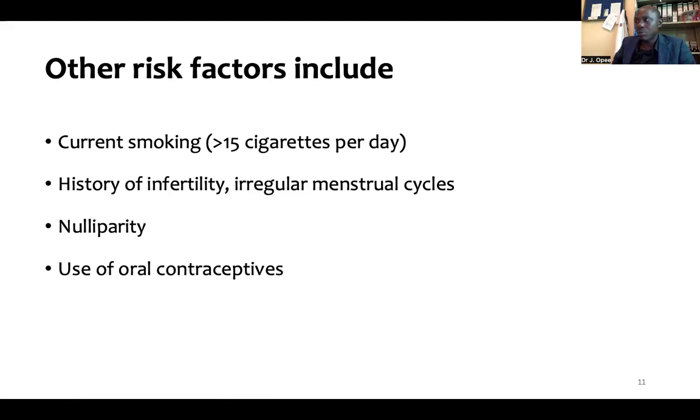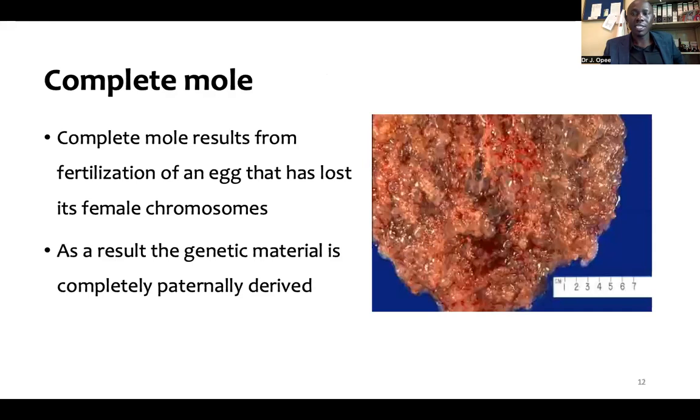History of infertility and irregular menstrual cycles: studies have shown that these women are at risk. And then nulliparous women, people who are getting pregnant for the first time, the likelihood of being exposed for the first time to the paternal antigens predisposes these women to gestational trophoblastic disease. The use of oral contraceptives has also been noted to increase the risk because these are hormonal drivers. So if you are using oral contraceptives, the likelihood is there as a risk factor, but not the cause.